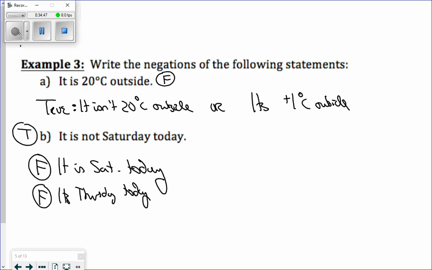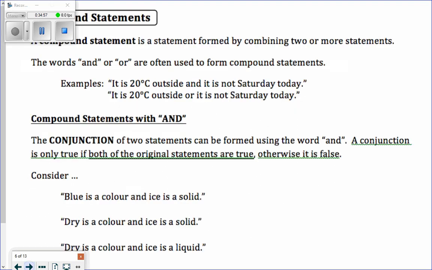Okay, so negation of a statement is just, it has to have the opposite truth value. It doesn't matter if you use the word not or not, as long as it has the opposite truth value.